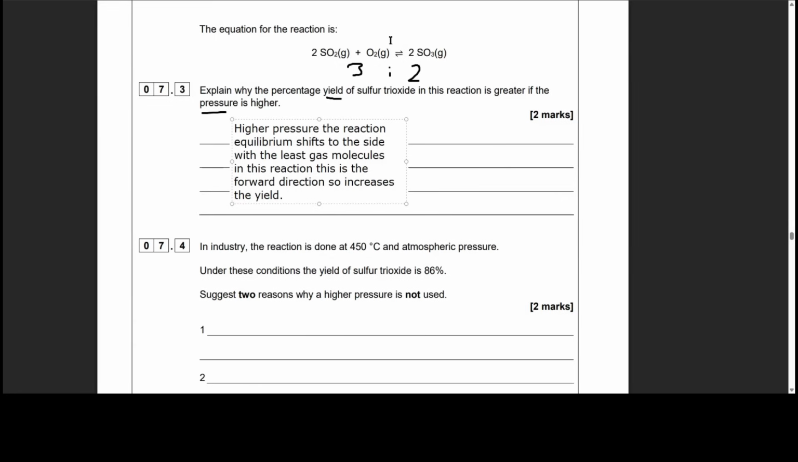What I mean by that is there's three gases on the left, two gases on the right. Le Chatelier said that whatever you do to the reaction, it will do the opposite. So if you use a high pressure, it says, oh my gosh, I'm going to try and make a low pressure. Which side is going to naturally be lower pressure? The side with less gas molecules colliding.